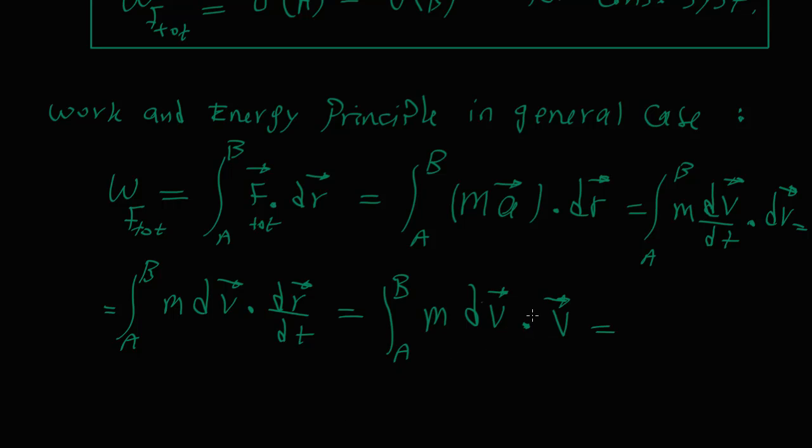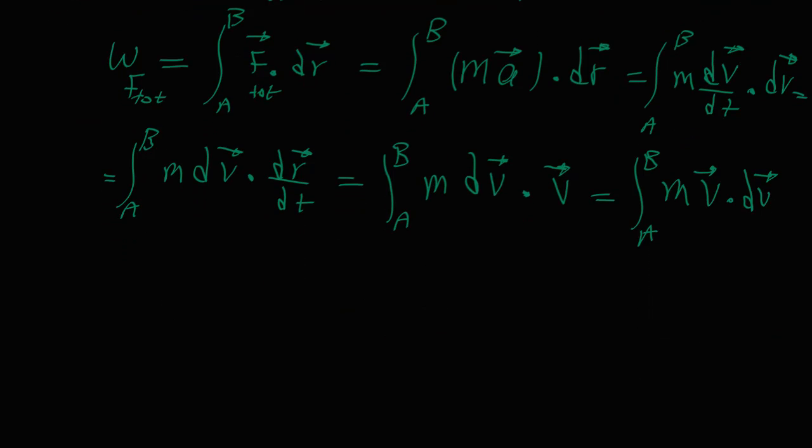Now I can just change the order of these terms. I can write down m v dot dv because the order doesn't matter in the dot product. So I can basically write this as the integral from a to b of m v dot dv. Probably now you can guess where I'm going with this.